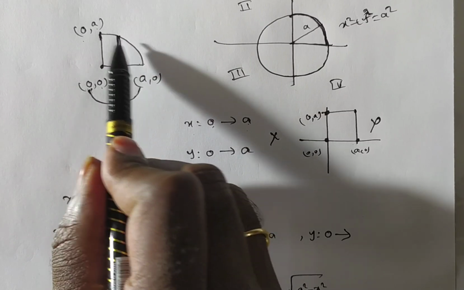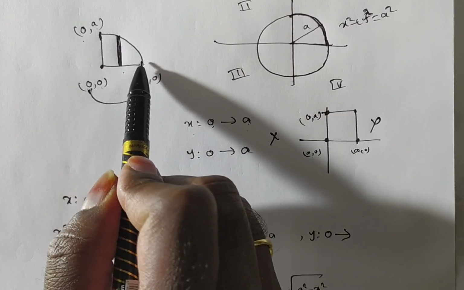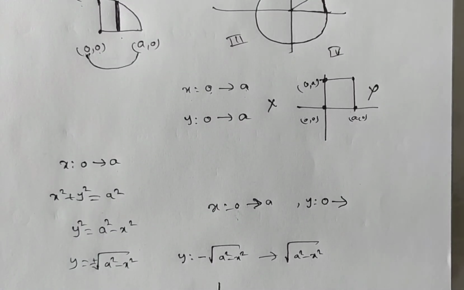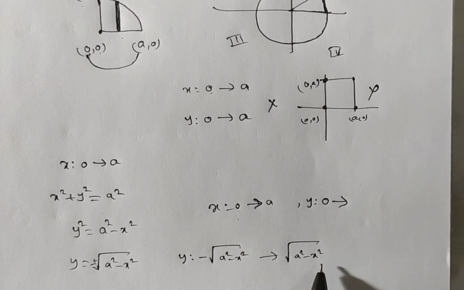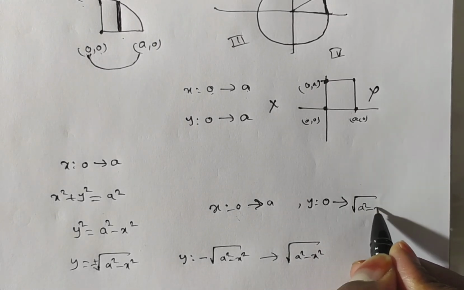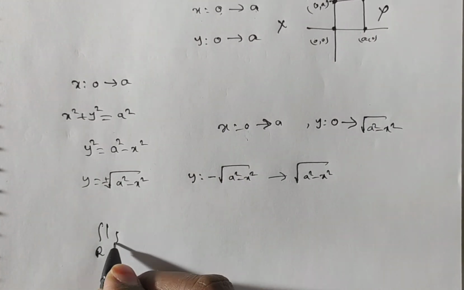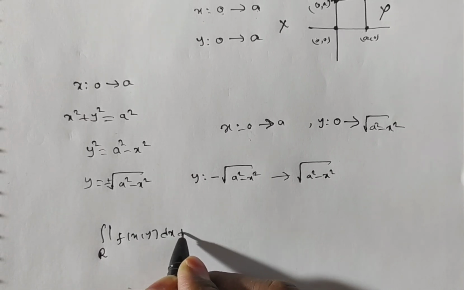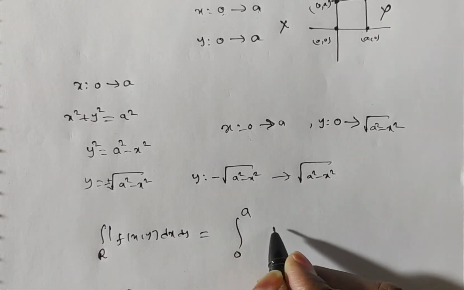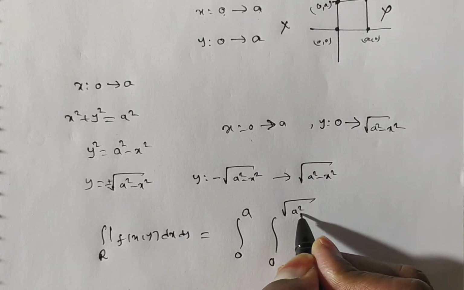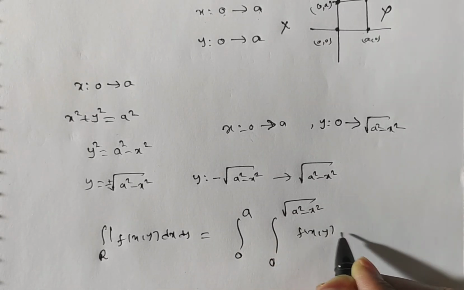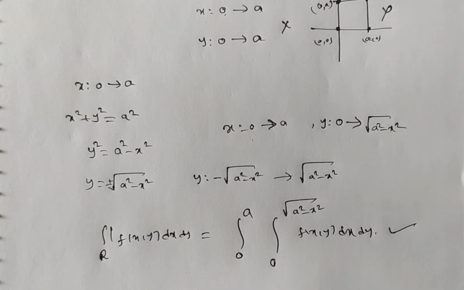The upper curve is the circle x square plus y square is equal to a square. In y you have two types of values, minus square root of a square minus x square and plus square root of a square minus x square. So do you take plus, minus, or both? Only plus, because that is in the first quadrant. That is why here it is square root of a square minus x square. These are the limits for the region: the double integral over R of f of x comma y dx dy is the integral from 0 to a and 0 to square root of a square minus x square of f of x comma y dx dy. This is in the first quadrant.